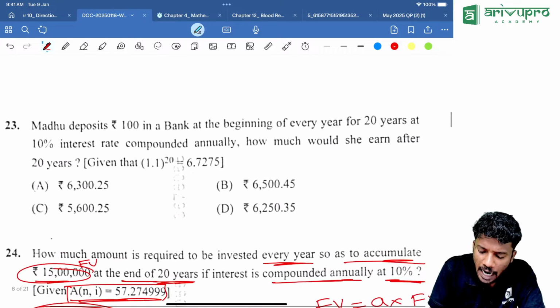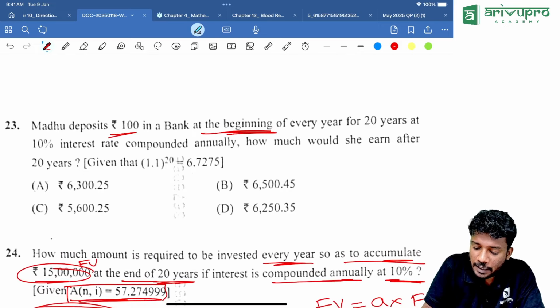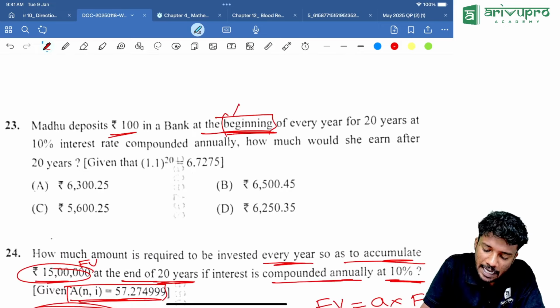Madhu deposits 100 in a bank at the beginning. Beginning means what? The annuity due of every year for 20 years at 10% per annum compounded annually. How much can she earn after 20 years is the question. Every year she is depositing, that means it is an annuity based problem. So A, the annuity amount, is how much? 100. So they are asking for what? Present value or future value? They are asking for accumulated money. They are asking for future value.